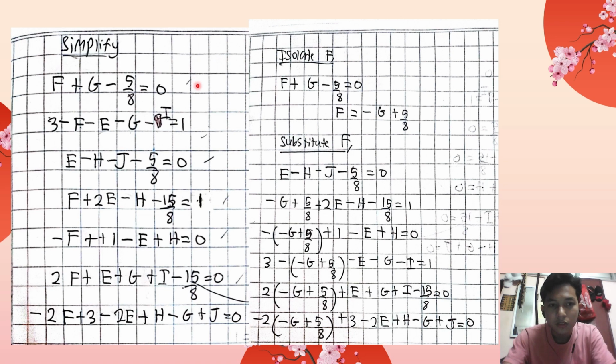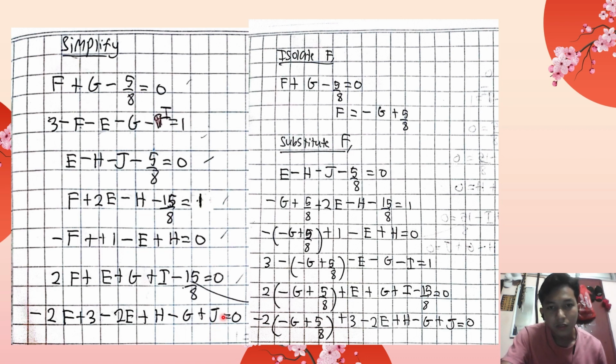Next, after we substitute all of the values from the previous slide, we have to simplify. After we simplify, we can get f plus g minus 5 over 8 equal to 0, 3 minus f minus e minus g minus i equal to 1, e minus h minus j minus 5 over 8 equal to 0, f plus 2e minus h minus 15 over 8 equal to 1, negative e plus h equal to 0, 2f plus e plus i minus 15 over 8 equal to 0, negative 2f plus 3 minus 2e plus h minus g minus j equal to 0.